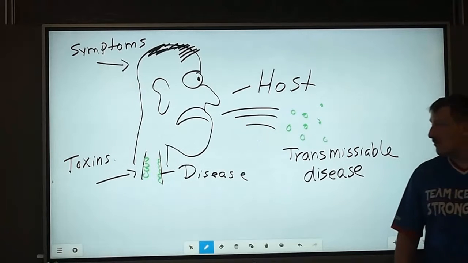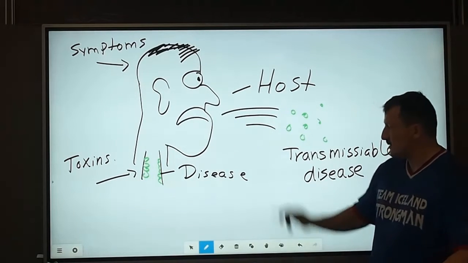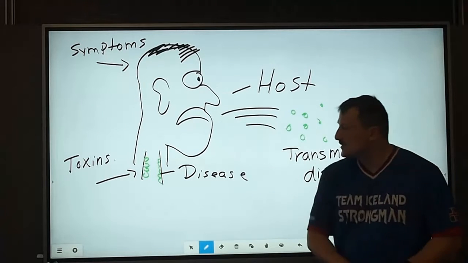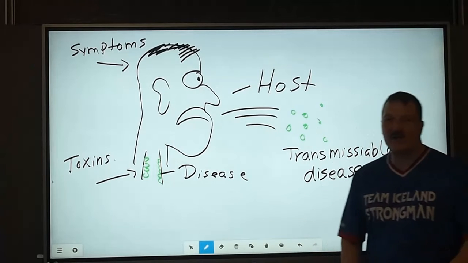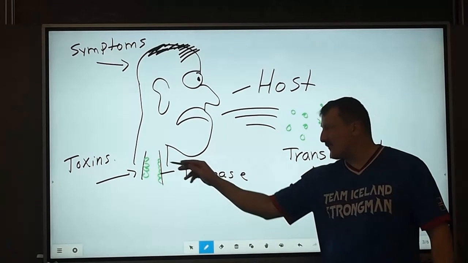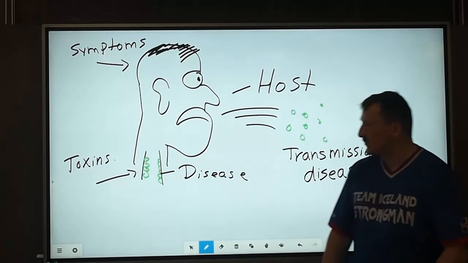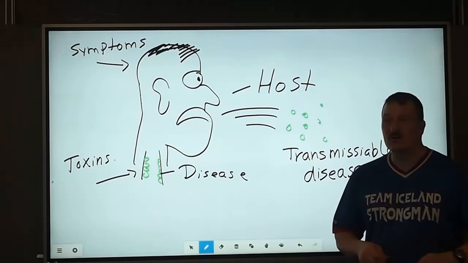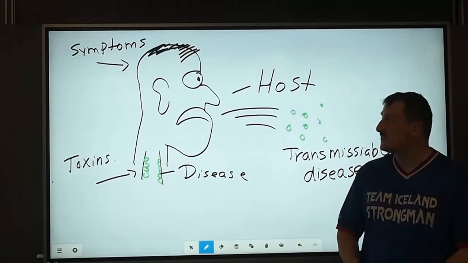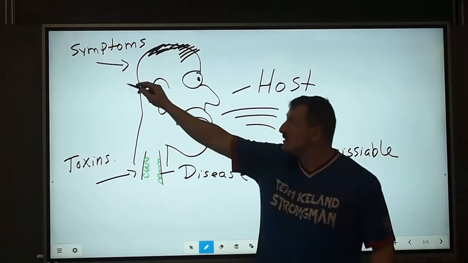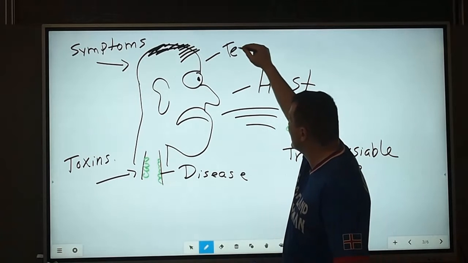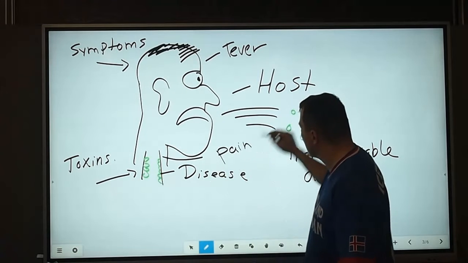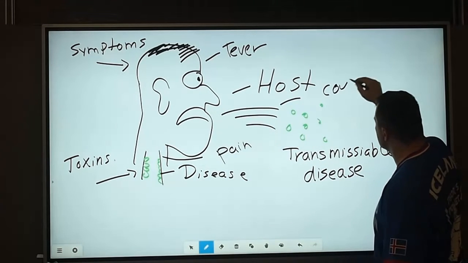So, a few words here. When we talk about the pathogen which causes a disease to the host, in this case we have a viral infection that has affected the cells here in the throat. That leads to some toxins being released, and it also leads to our immune system being activated. That causes symptoms. That could be fever. You might have pain here in the throat, and there might be coughing here.